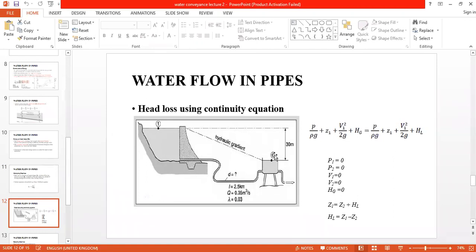How can we do that? We know that energy possessed at point 1 should be equal to the energy possessed at point 2. Okay? So here at point 1, we can start separating the forms of energy at this point, then also we separate them at this point.